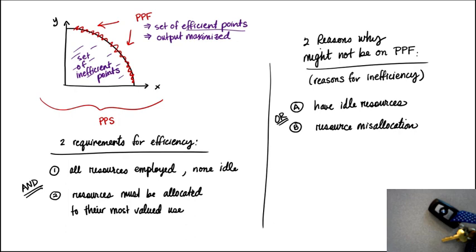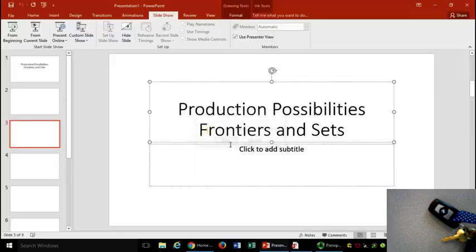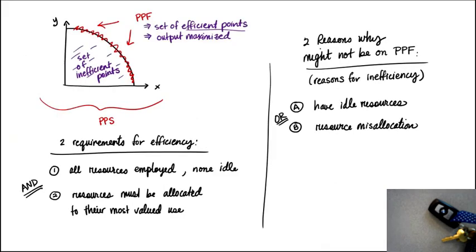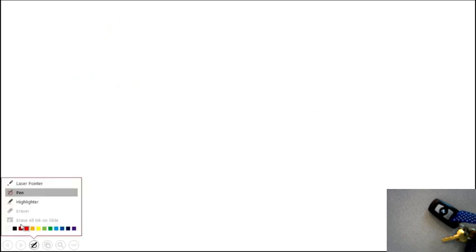Okay, so let's move on just a little bit. Oops, did not mean to do that. Hang on a second. There we go. So back to our graph.